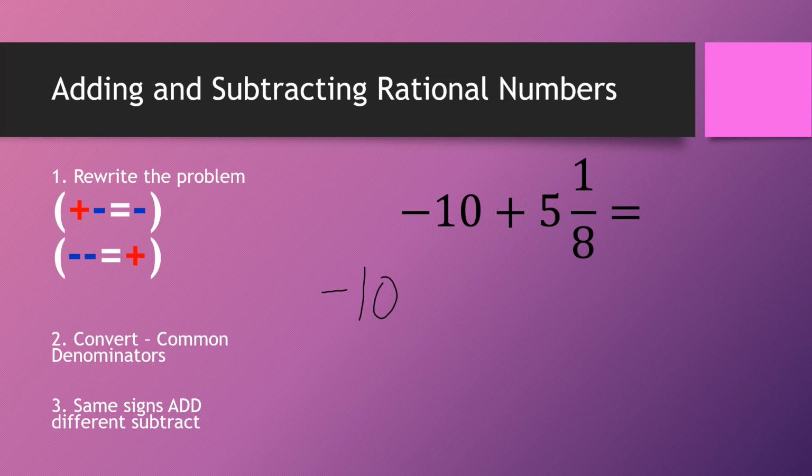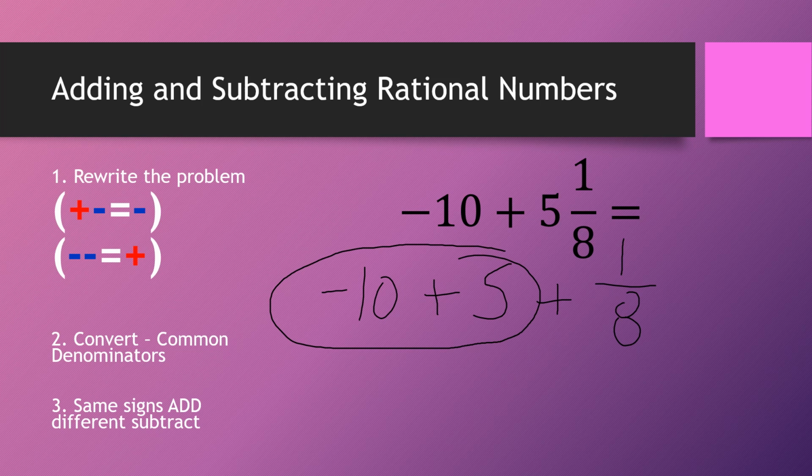I know that's the same thing as plus 5 and also plus 1/8. So if I break up 5 and 1/8 into two different numbers, I can break it up into 5 plus 1/8 gives you 5 and 1/8. So I'm going to do that. The reason why I'm going to do that is because it makes it easier for me to add and subtract integers than to add and subtract rational numbers. So if I have -10 plus 5, I know this gives me -5. Now I have -5 plus 1/8.